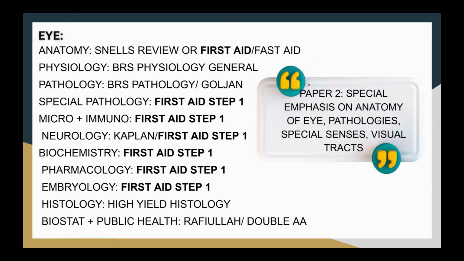So similarly, for eye, the scheme is the same, but you have to have a special emphasis on the anatomy of the eye and pathology related to the special senses and visual tracts. In BRS physiology, you have to do the neurophysiology chapter very well, because it has a lot of relationship to the eye, special senses, and all the tracts. The visual pathway is very frequently tested, so you have to do it very well. And you have to use high yield histology, because different pathologies can be tested with reference to histology as well.